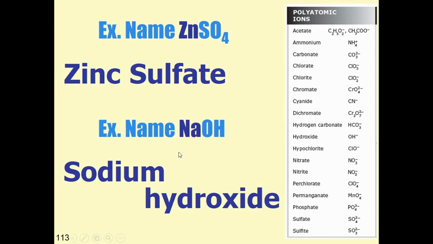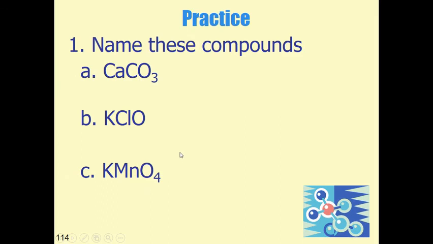Okay, let's try these. Name these compounds. Is there a metal? Yes. Is that metal a transition metal? No. Name the metal first, calcium. Name the polyatomic second, carbonate. Calcium carbonate. You look this guy up in the polyatomic sheet, it is carbonate.